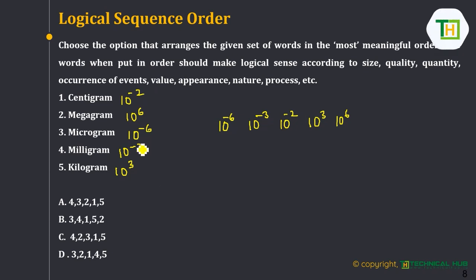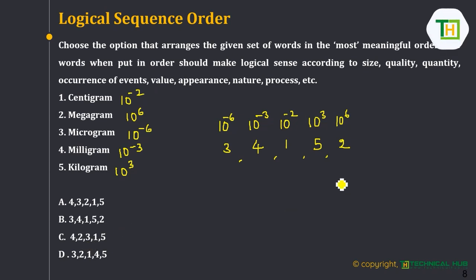Okay. So 10 power minus 6 means it is micro, the third one. 10 power minus 3 is milli, the fourth one. 10 power minus 2 is centi, the first one. And 10 power 3 is kilo, the fifth one. And 10 power 6 is mega, that is second one. Okay. So 3, 4, 1, 5, 2. That should be the correct answer or order.